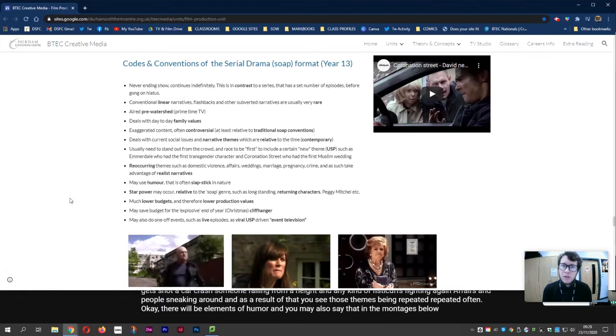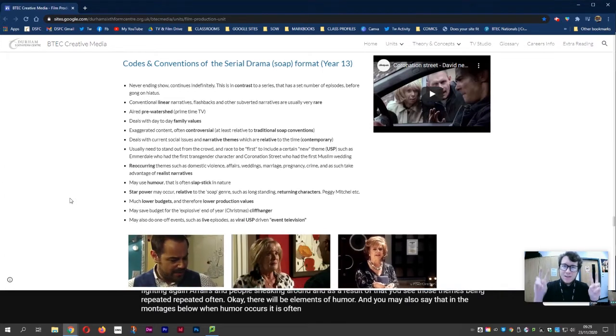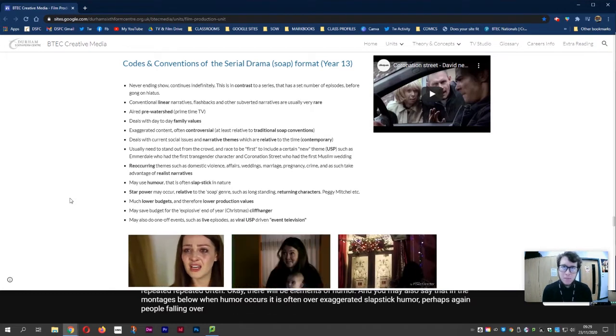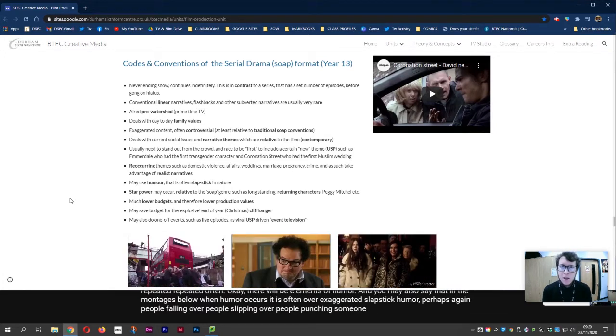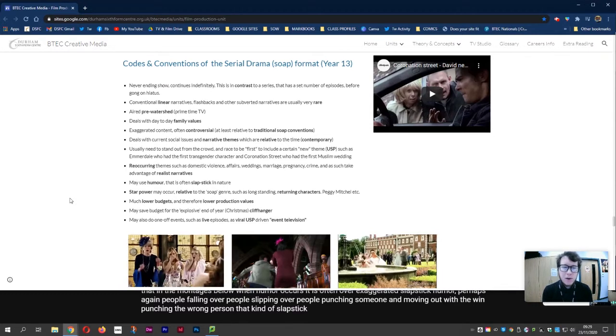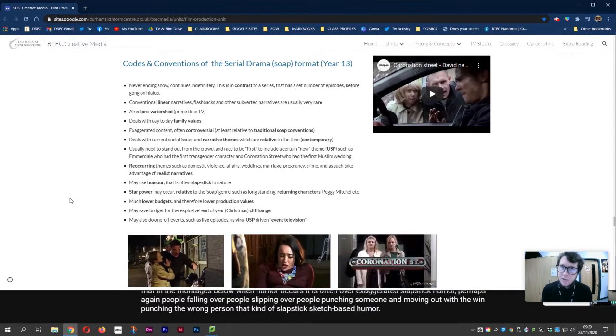When humor occurs, it is often over exaggerated slapstick humor, perhaps again people falling over, people slipping over, people punching someone and moving out of the way and punching the wrong person, that kind of slapstick sketch based humor. Star power does exist.